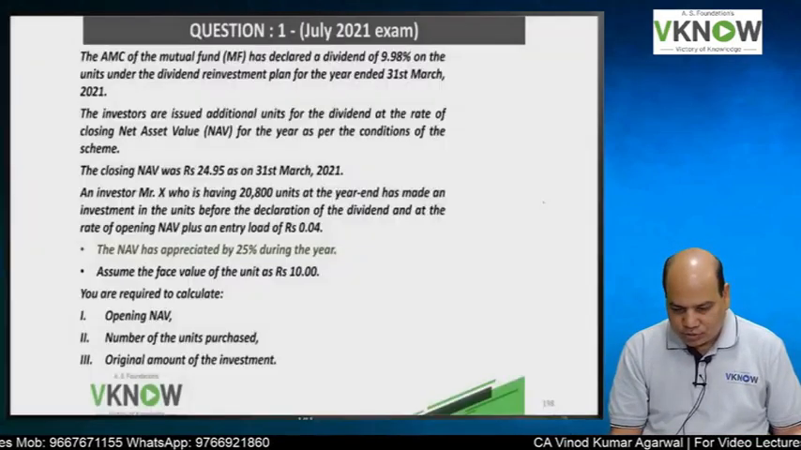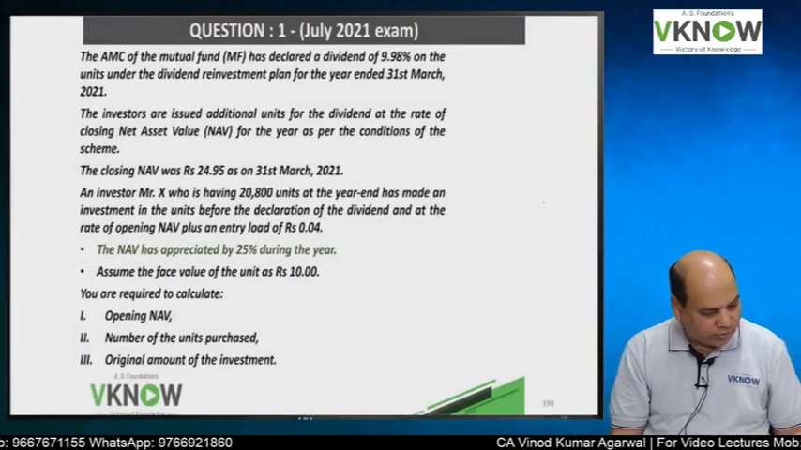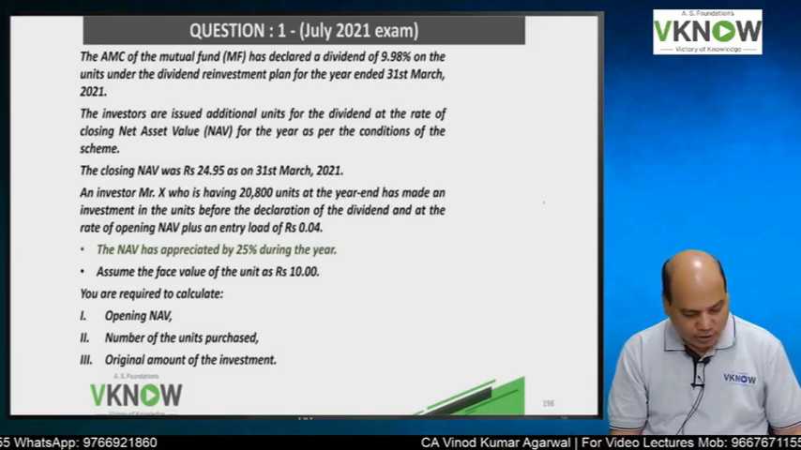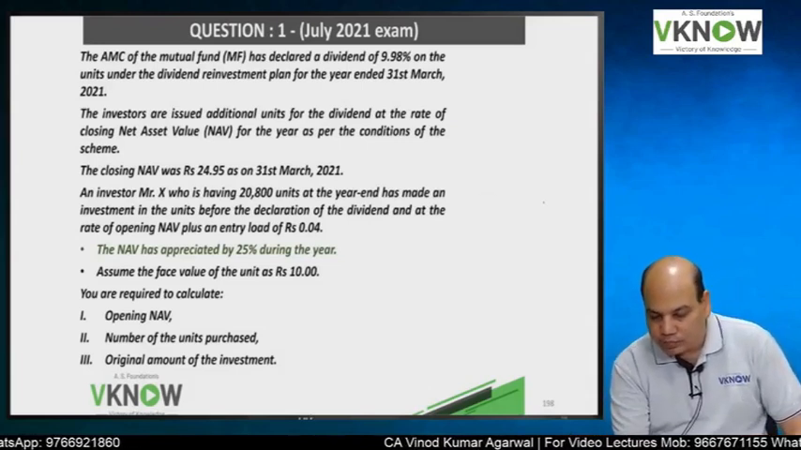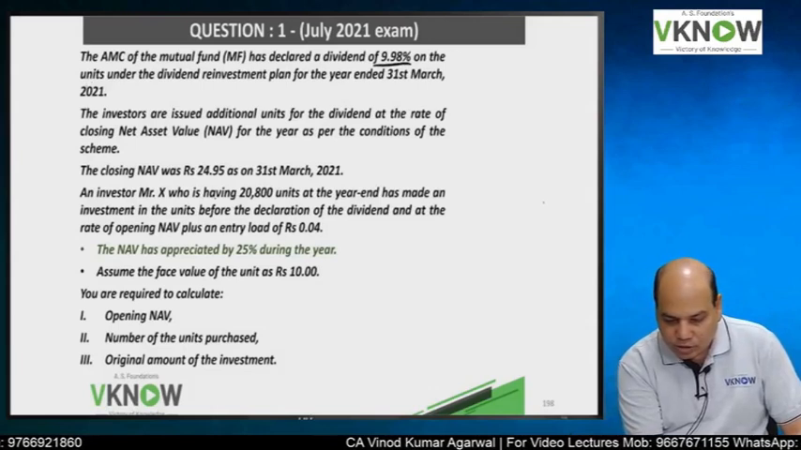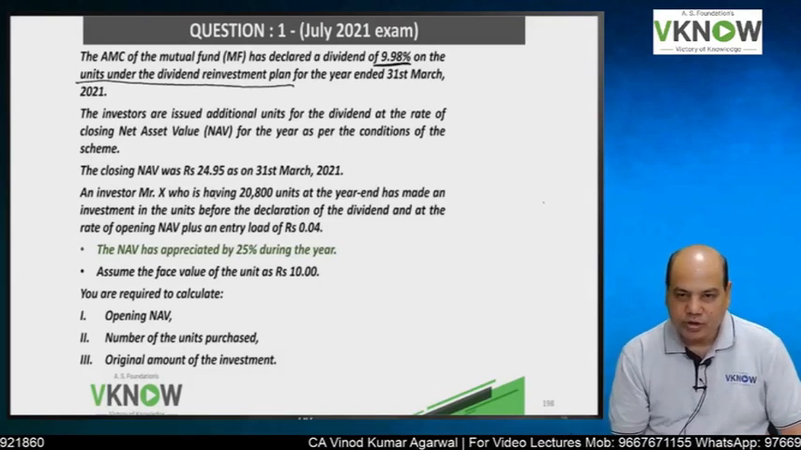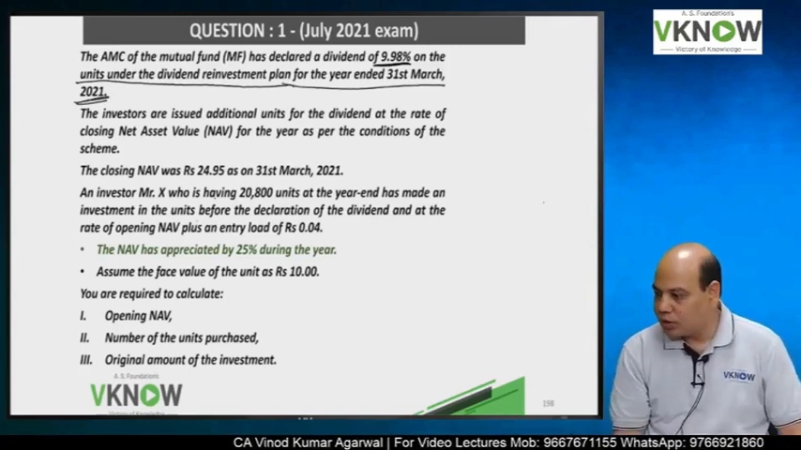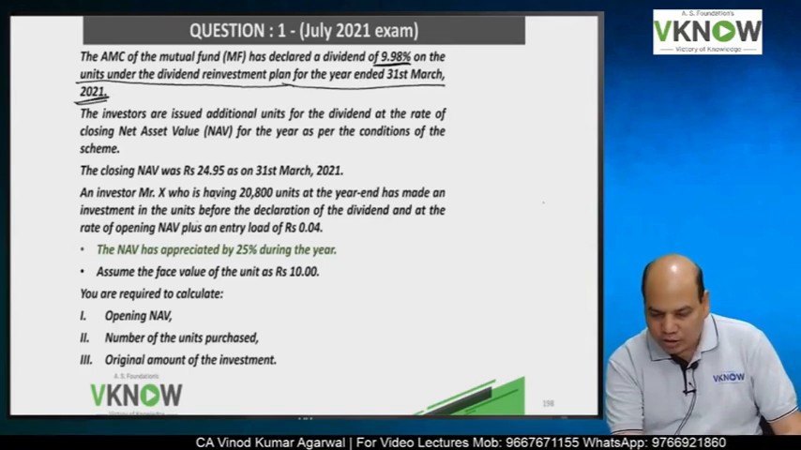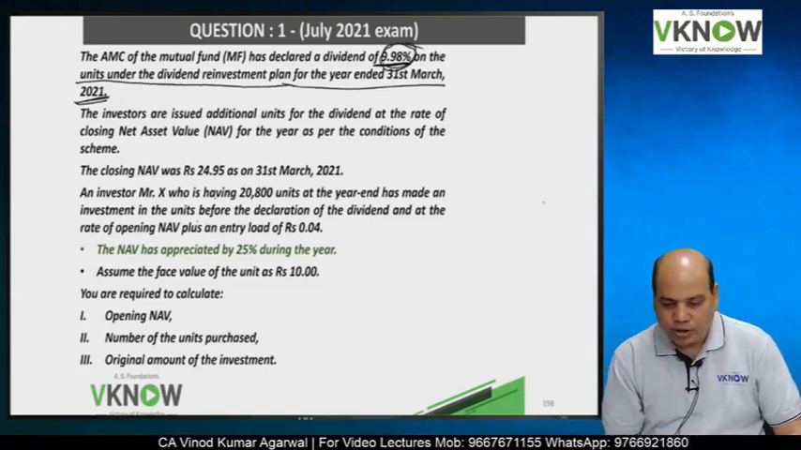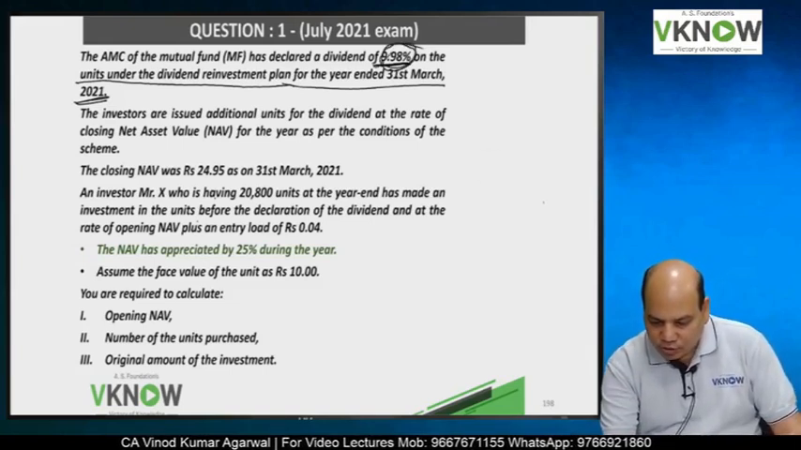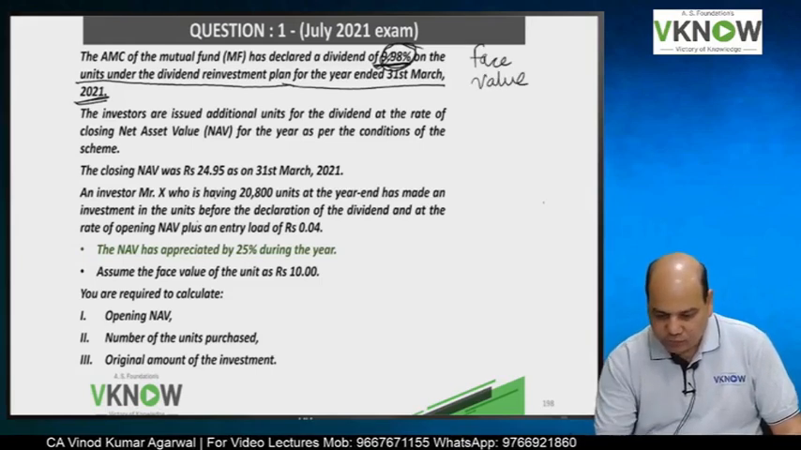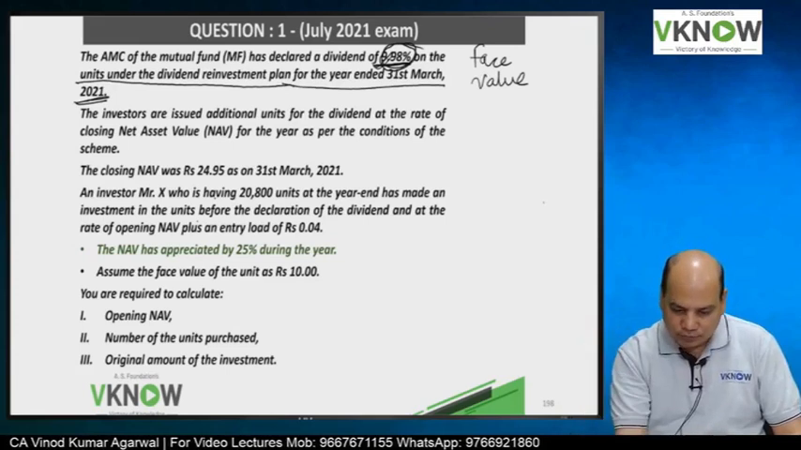Mutual fund question from July 2021 exam for 5 marks. The AMC of a mutual fund has declared a dividend of 9.98% on the units under the dividend reinvestment plan for the year ended 31st March 2021. So what is the rate of dividend? 9.98%. Dividend is always paid on the face value.